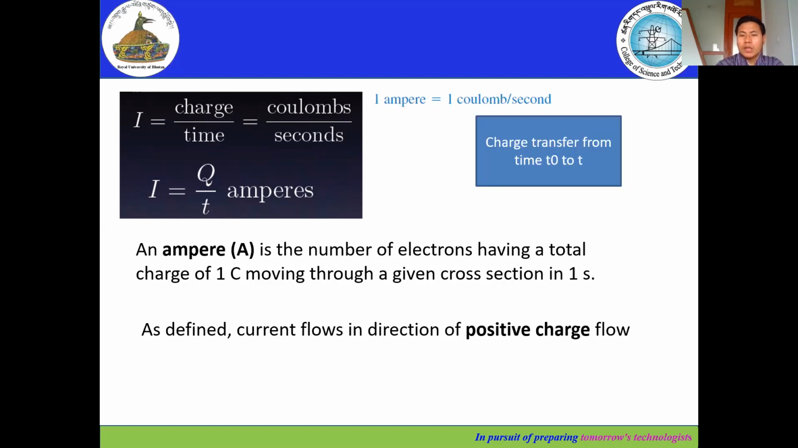If the charge is transferred from time t naught to t, then we can determine the magnitude of the charge. So Q is the integral from t naught to t of the current with respect to time t. With this, we can compare the relationship between current and charge. If you know the magnitude of the current, you can determine the charge. If you know the charge, you can determine the magnitude of the current.